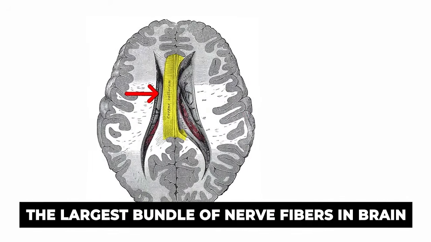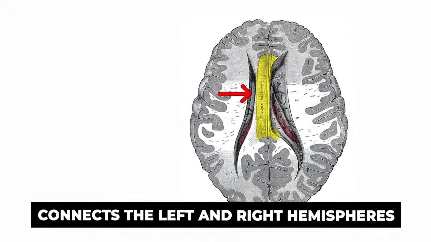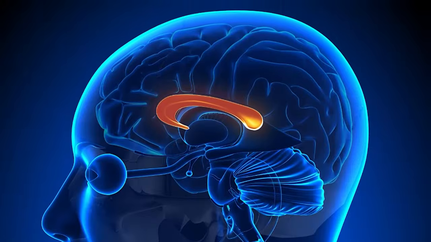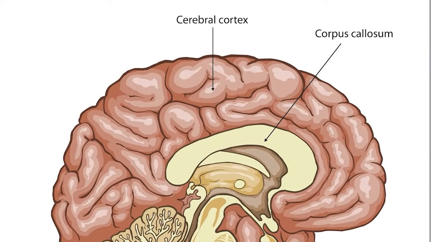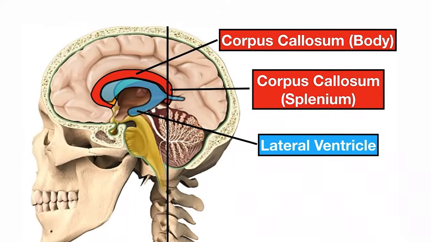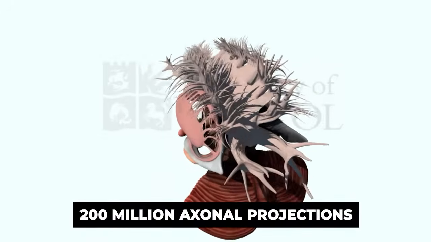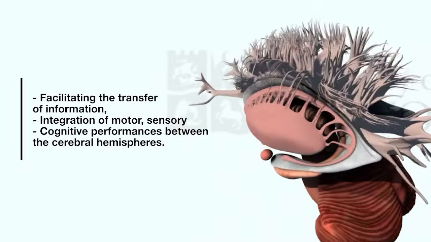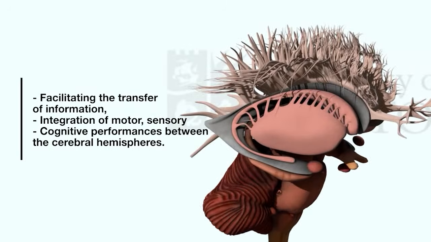Corpus callosum. The corpus callosum is the largest bundle of nerve fibers in the brain that connects the left and right hemispheres, allowing them to communicate and coordinate with one another. Anatomy and structure. The corpus callosum lies beneath the cerebral cortex, arching around the lateral ventricles. It is composed of over 200 million axonal projections, facilitating the transfer of information, integration of motor, sensory, and cognitive performances between the cerebral hemispheres.